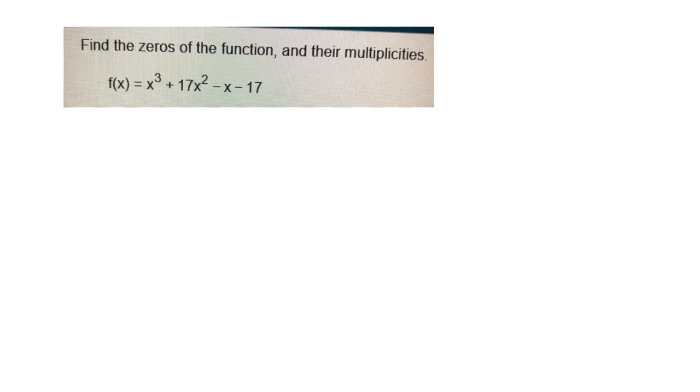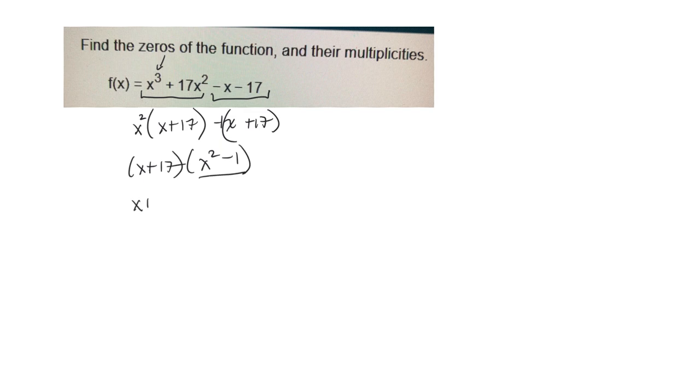Right, here he has to find the zeros and the multiplicities. Since it's a cubic, the only way we know how to do this is to group factor. So I'm going to factor out an x squared out of each of those, leaving me with x plus 17. I'll factor a negative 1 out of that, leaving me with x plus 17. So when I factor this, it'll be an x plus 17 and then an x squared minus 1.